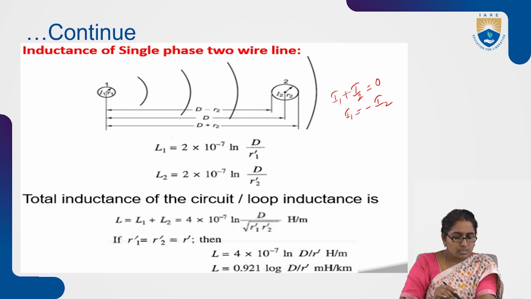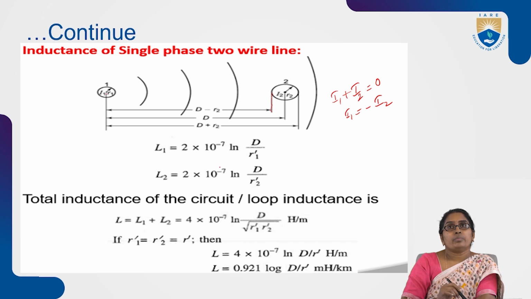Capital D is the distance between the conductors with respect to the center of the two conductors. Then the distance from the center of the first conductor to the start of the second conductor is capital D minus R2. The end of the second conductor is capital D plus R2.